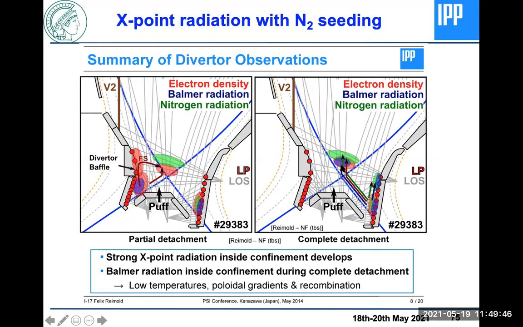And in fact, from spectroscopic measurements, our estimate is that we can cool down this area to values of 5 to 10 eV. We're not sure.